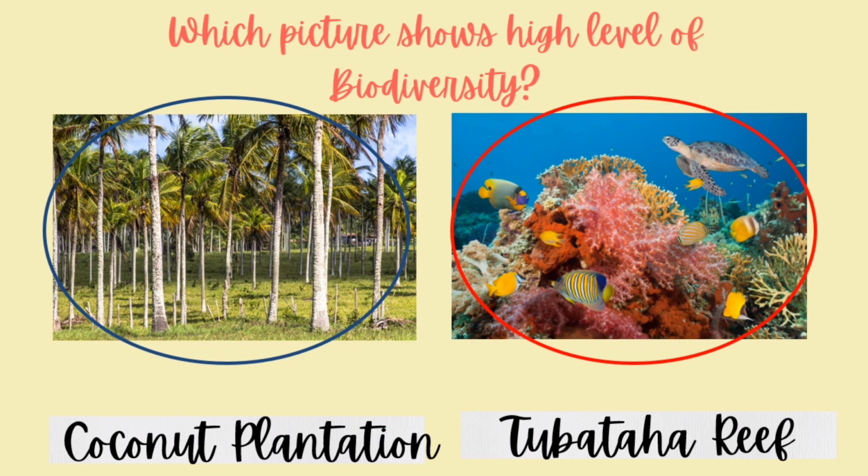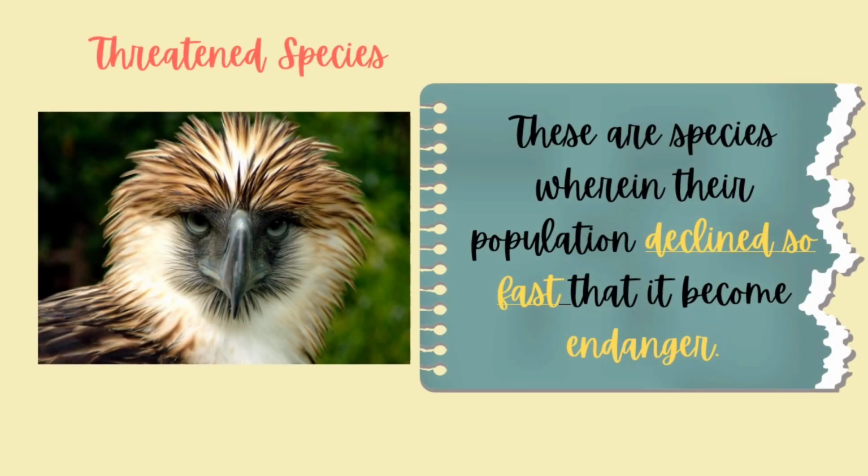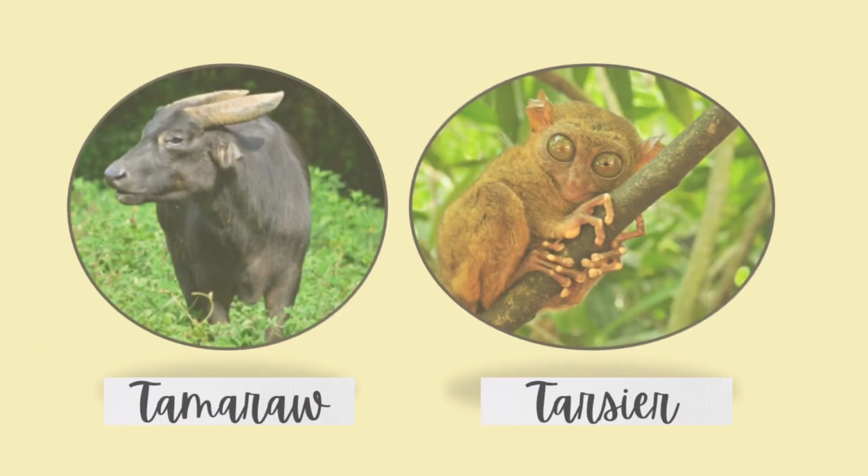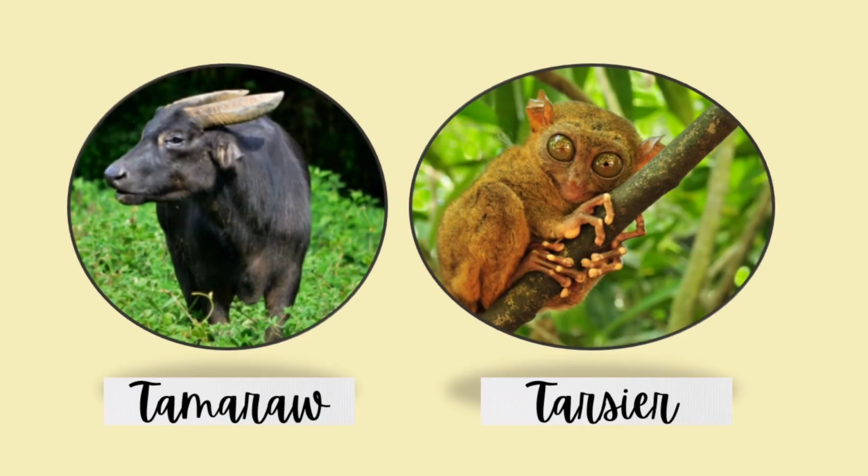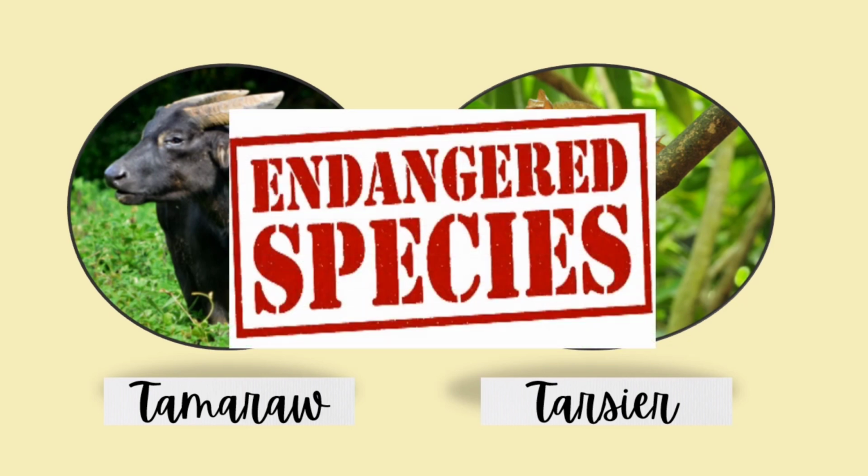Next, let us have threatened species, wherein their population declines so fast that it becomes endangered. One example is our Philippine eagle or the monkey-eating eagle. Take a look at these two pictures. The first picture is tamaraw from Mindoro and tarsier that are usually seen in Bohol, Philippines. When a species becomes so low that only a few remain, that species is considered endangered, just like tamaraw and tarsier in the Philippines.